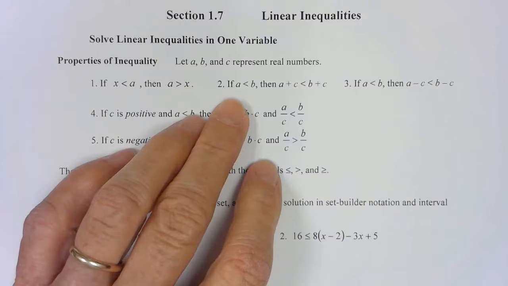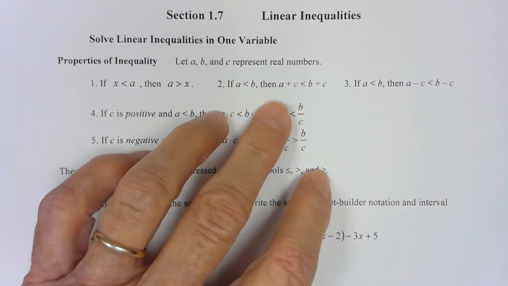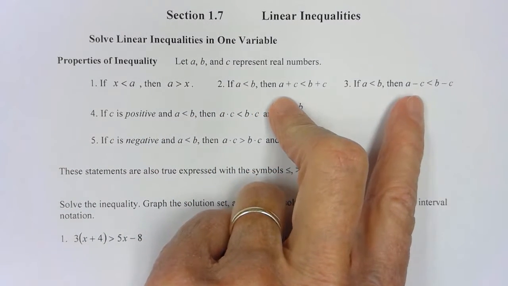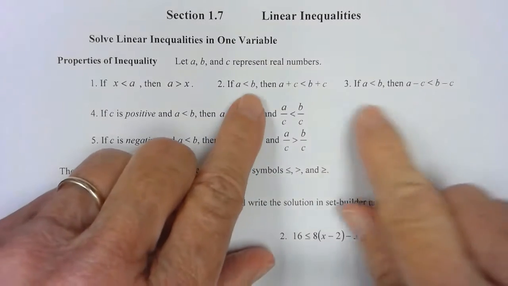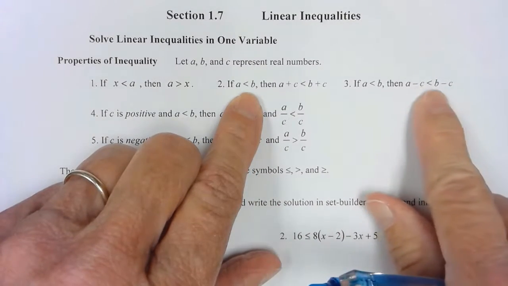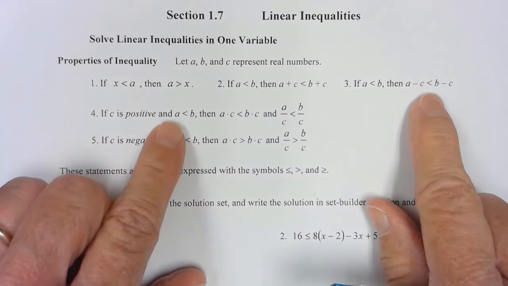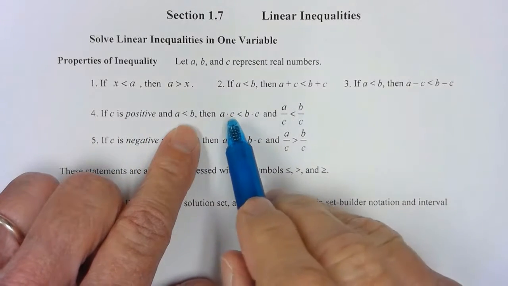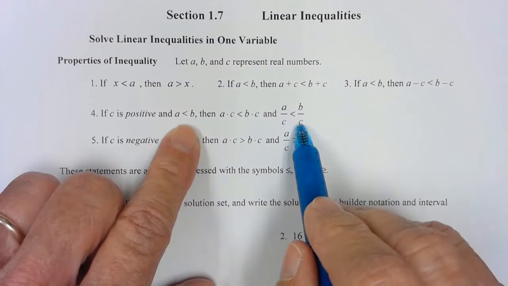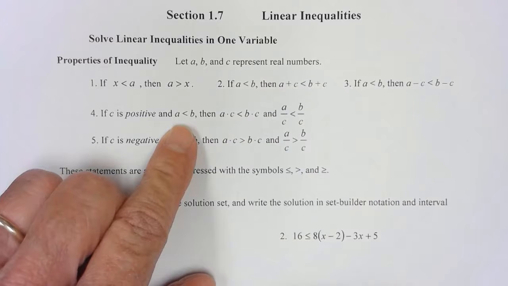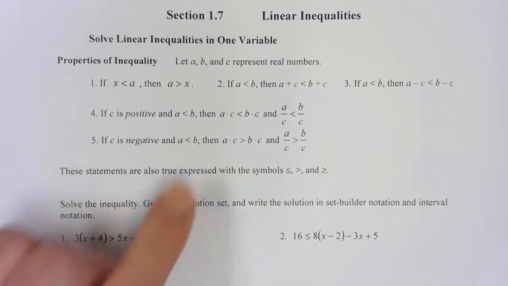If a is less than b, if you add the same thing to both sides, or if you subtract the same thing from both sides, the inequality symbol does not change. If c is positive, and if a is less than b, you can multiply or you could divide, and the inequality symbol does not change. I wouldn't be saying this unless something's going to happen.